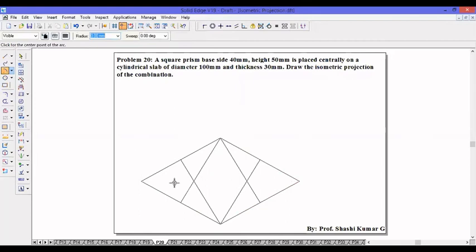Then construct the arcs from this intersection. Join this, and the third arc center is the corner of the box, and the fourth arc is from here to here. So this is the base of the cylindrical slab. The thickness is given as 30 mm. So take the axis from the center.